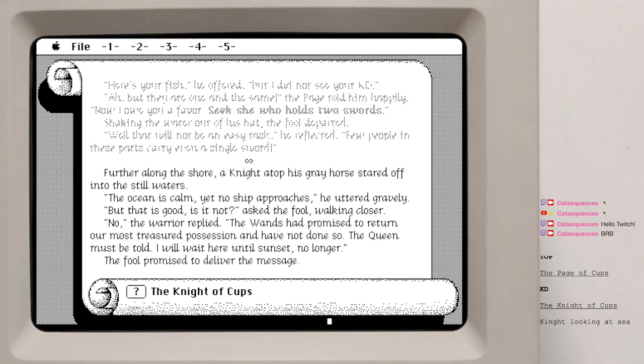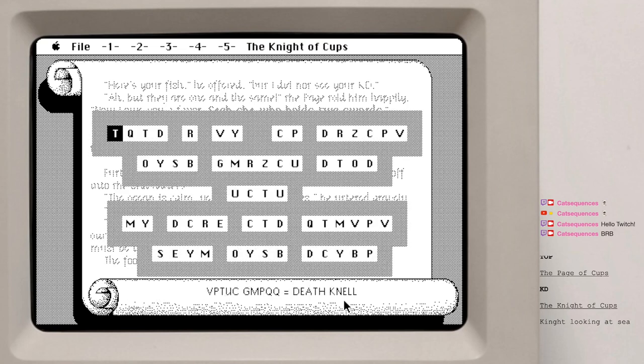So, let's have a look. What kind of puzzle is this going to be? Oh, it's a cipher. Can we do a cipher? We can probably do a cipher, can't we? In a few minutes? Why not?